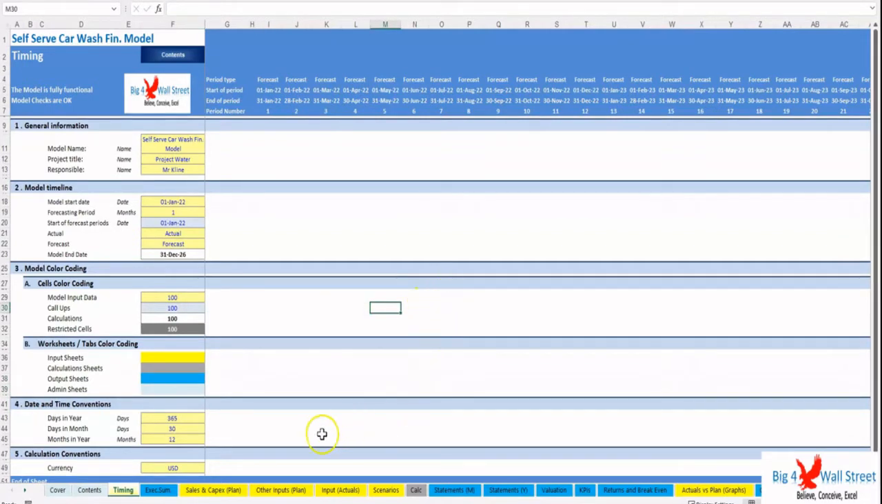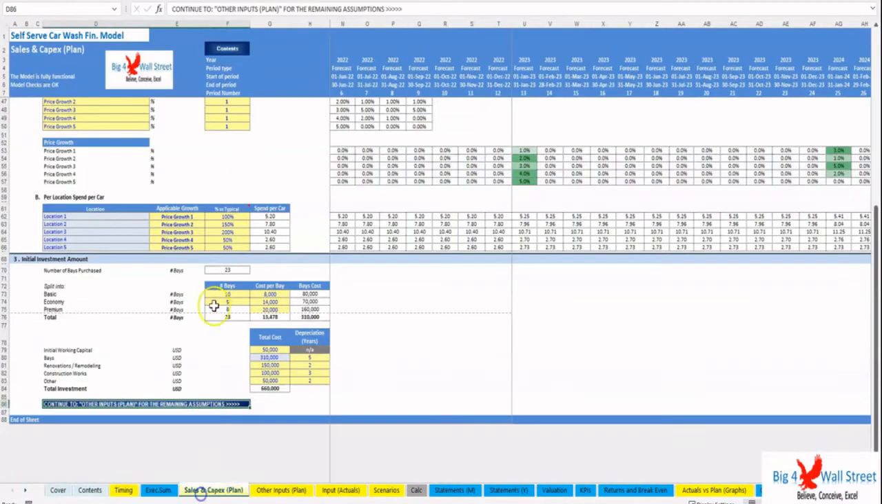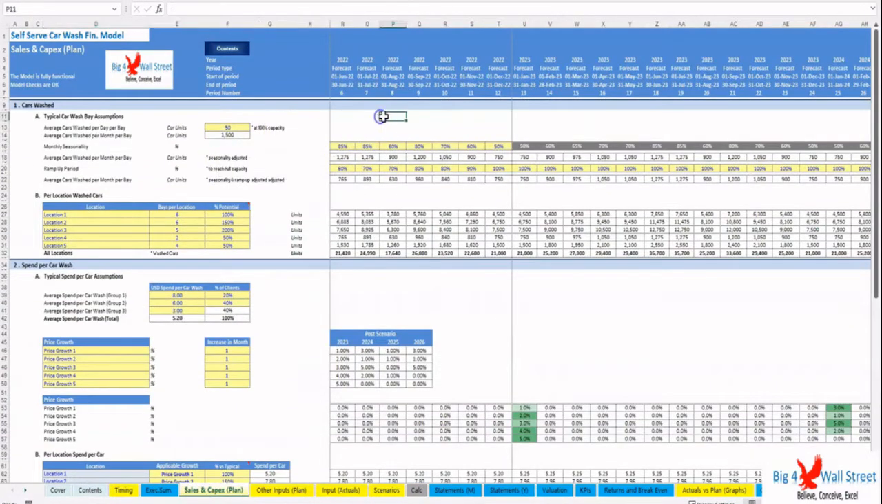There are 4 tabs where the user input is needed: timing, sales and capex plan, other inputs plan, inputs actuals, scenarios, actual versus plan, graphs. The user needs to fill the yellow cells in each of these tabs. All the remaining tabs are calculated automatically.